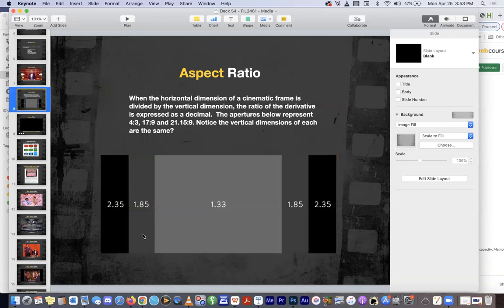1.85 theatrical presentation aspect ratio, 1.33 used to be the aspect ratio of standard definition television. Now we're out to something like 1.78:1 for HD TV presentation and 1.85 for standard theatrical presentation. And then you get your 2.35:1 aspect ratio, which is your widest rectangle out here, which is your widescreen theatrical presentations.